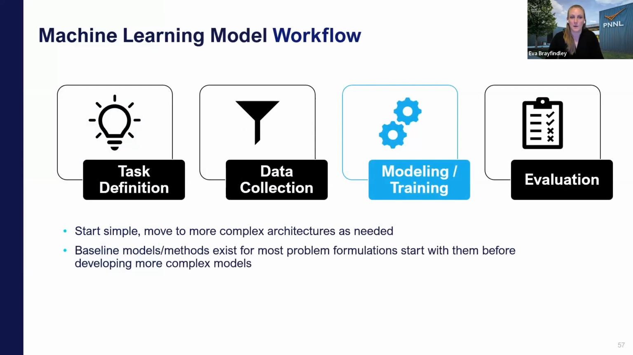All right. Next up is modeling and training. This one is kind of specific to machine learning because we're building machine learning models here, but you don't have to. You can start with statistical models and things like that. The goal is to start simple and move to more complex architectures as you need. At this point in the machine learning literature, there are baseline models and methods that exist for the majority of problem formulations. So start with them before you develop more complex models. There are existing standards for things like image classification. So start off with those standard models and then tailor as needed.